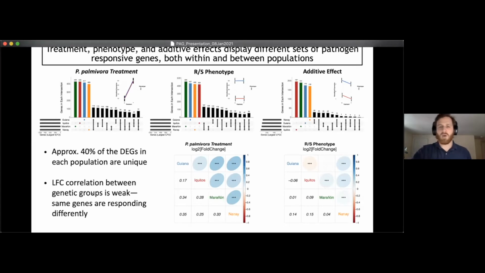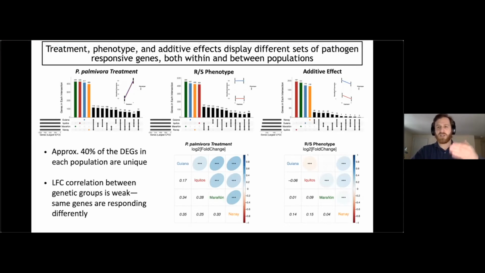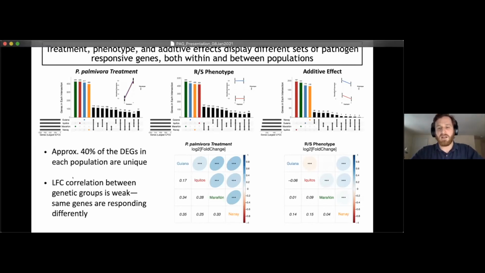And secondly, what we see is that log fold change is only weakly correlated across these genetic groups. So if we took a single gene and looked at how it was behaving across all four groups, it's likely that it wouldn't be doing the same thing. So it appears that these cacao genetic groups are responding differently to either pathogen treatment or resistant/susceptible phenotype, that they're using largely different sets of genes to be resistant. Okay.